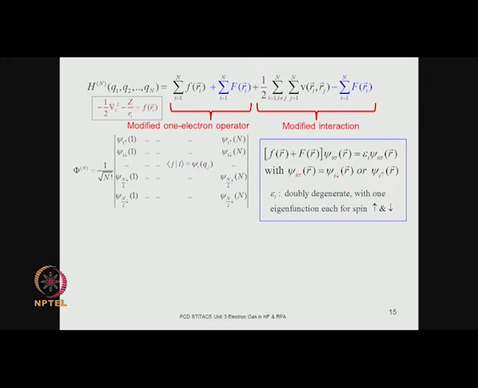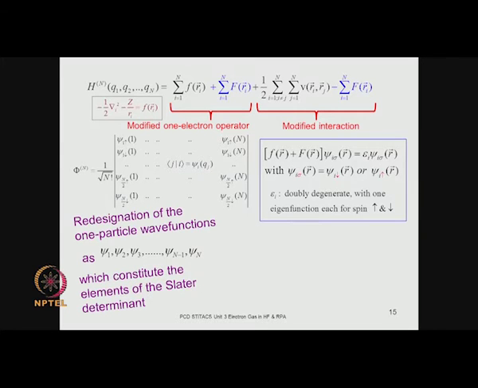So, now you have the Slater determinant, but before we proceed, I will redesignate these one particle wave functions which I had designated as psi 1 up and psi 1 down. So, psi 1 down I will give a different number, I will call it 2. Okay. So, I will simply redesignate them. So, you will have n labels and the Slater determinant will be written in terms of psi 1 through psi n.